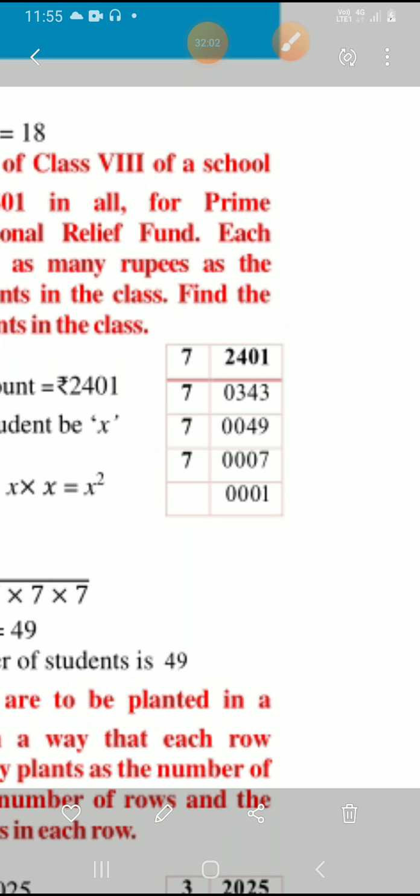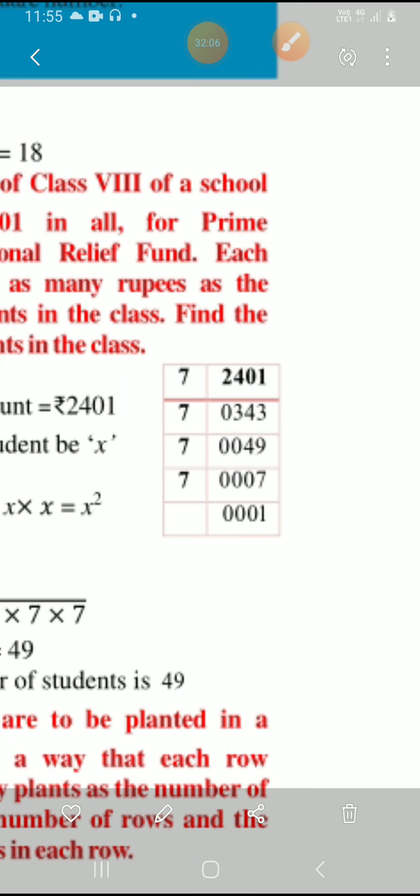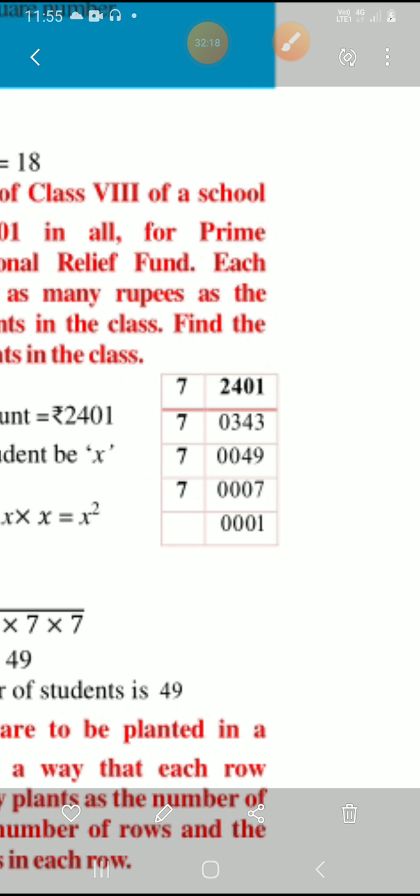So next, 24, so we can divide 24. 7 3s are 21, correct? So 21, 3 remains here. Sorry, 7 3s are 21, yes, 3 remains. So it becomes 30 again, right? So 7 4s are 28, 2 remains, and again 21 becomes. So 7 3s are 21, right?